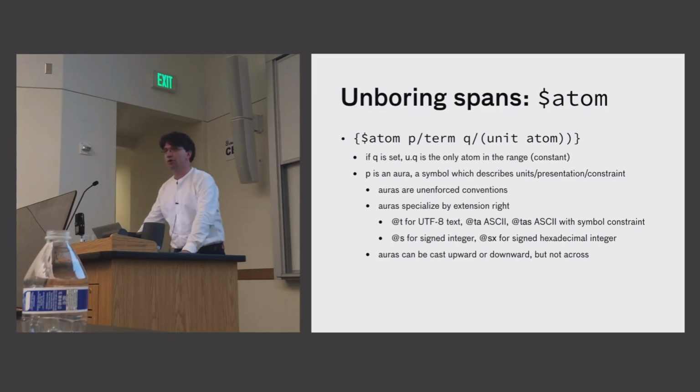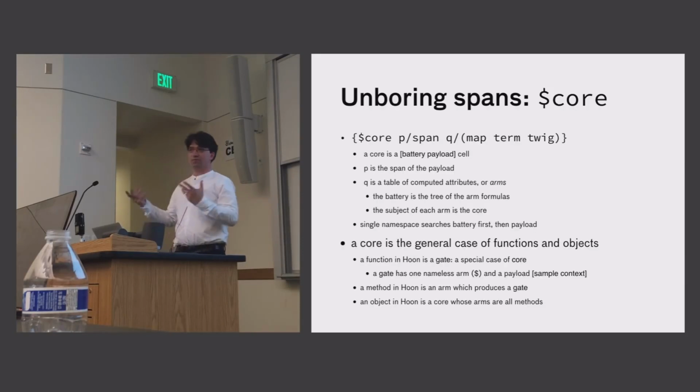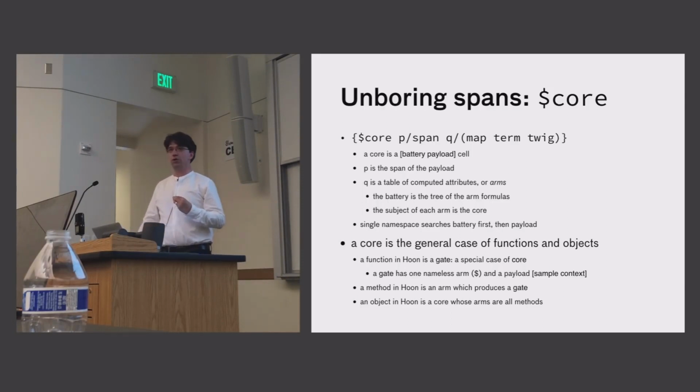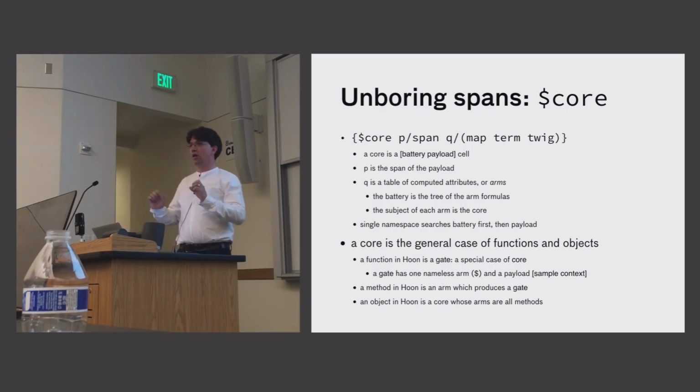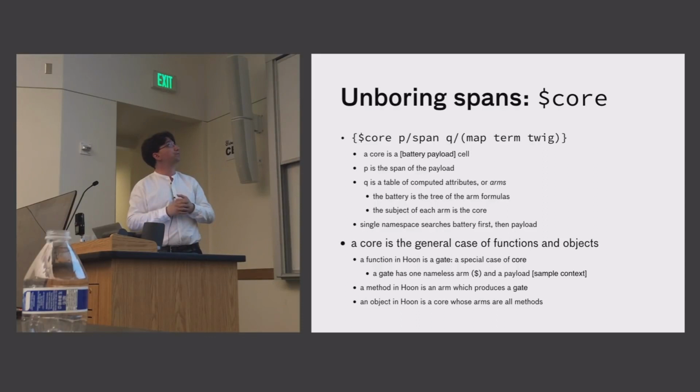It's not perfect. I think the most interesting span, and remember a span is describing a set of nouns, the most interesting one is core, which is essentially an object, or it's an object in a very broad and general sense. It's actually the general case of objects and functions and a lot of other things which you don't really have a name for. A core is a cell. The head of the cell is a battery, which is either one formula or a tree of formulas. Remember, a formula is just a Nock function. The tail is a payload, which is basically any noun.